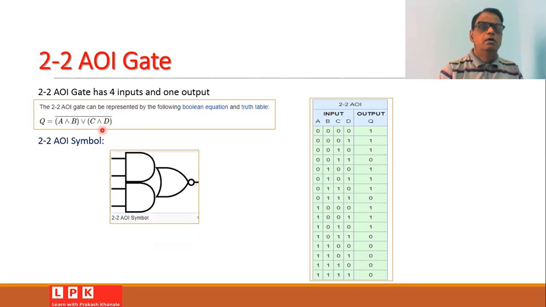So whenever we want to draw a 2-2 AOI symbol, it is drawn in this fashion. It is possible that the gates are available in the form of AOI gates, and by using these gates, you can implement any given logic expression. As shown in this symbol, this AND gate has 2 inputs, another AND gate has 2 inputs, and the output of both the AND gates is connected to a NOR gate.